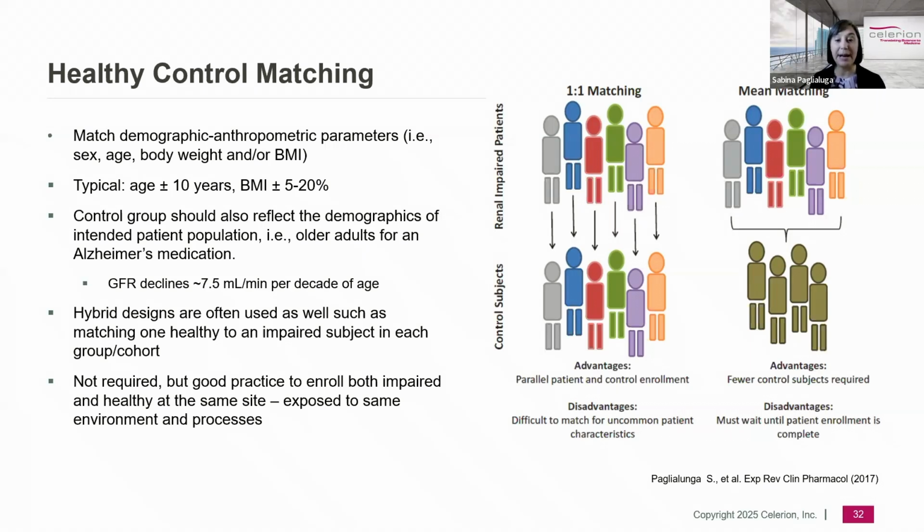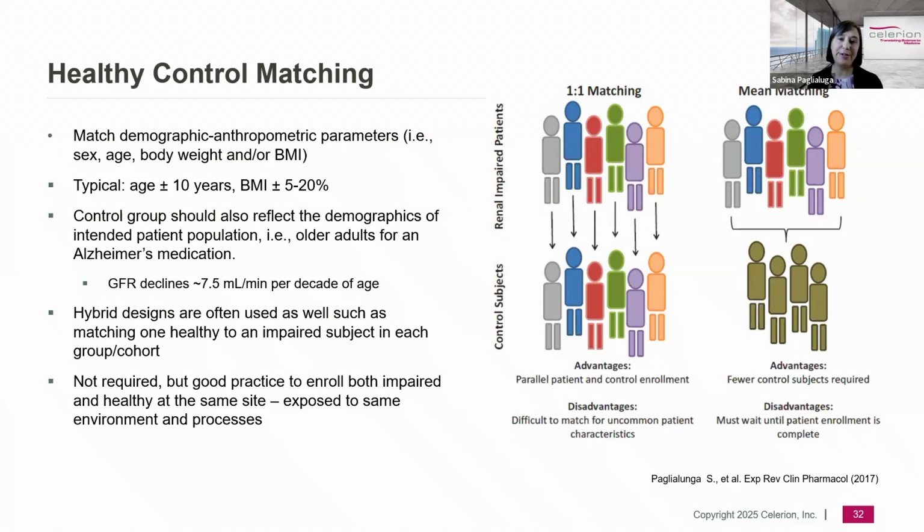There's also mean matching, and that could potentially reduce the number of healthy subjects for this study. However, you have to wait until all of the patients are enrolled to be able to calculate that mean and find the control subjects. The control subjects should also reflect the key demographic of the intended population.